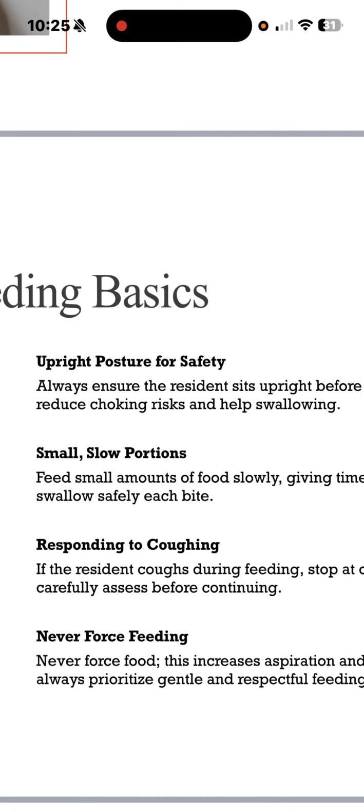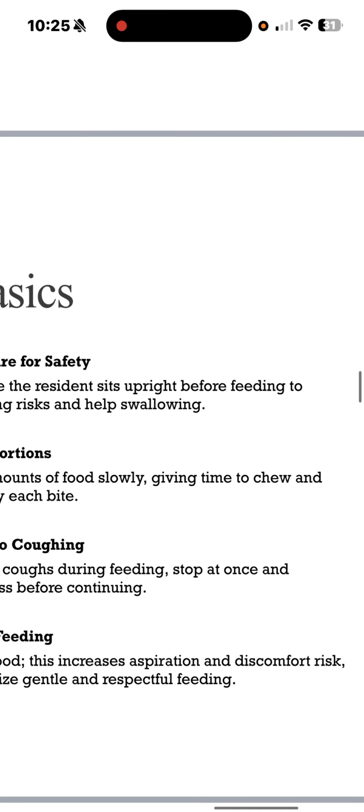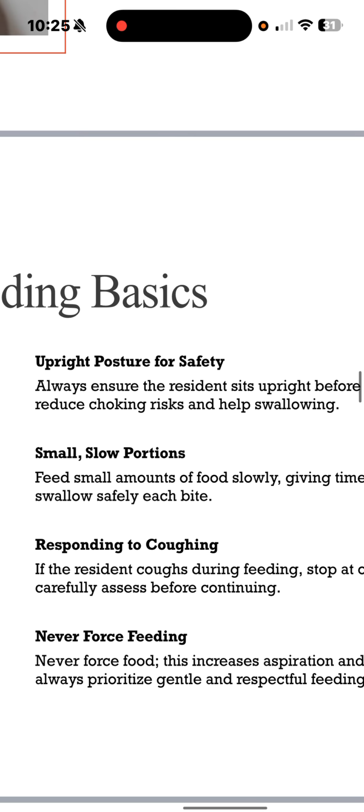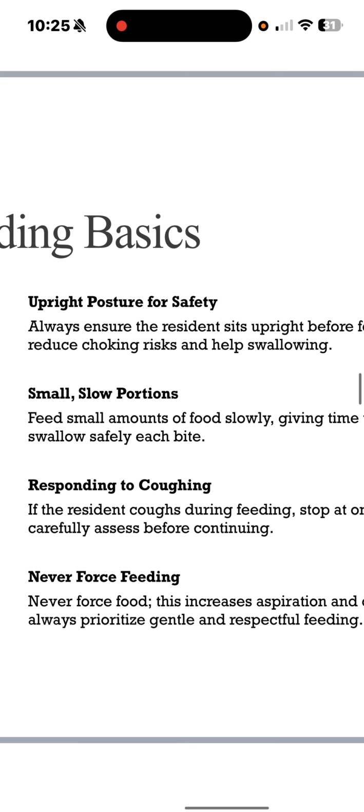Small, slow portions. A lot of students out there, whenever you're doing your state board, you're feeding your residents too fast and they will grade you down on that and fail you as well. So make sure to feed a small amount of food slowly, giving time to chew and swallow safely with each bite. All right, so do not do it too fast.